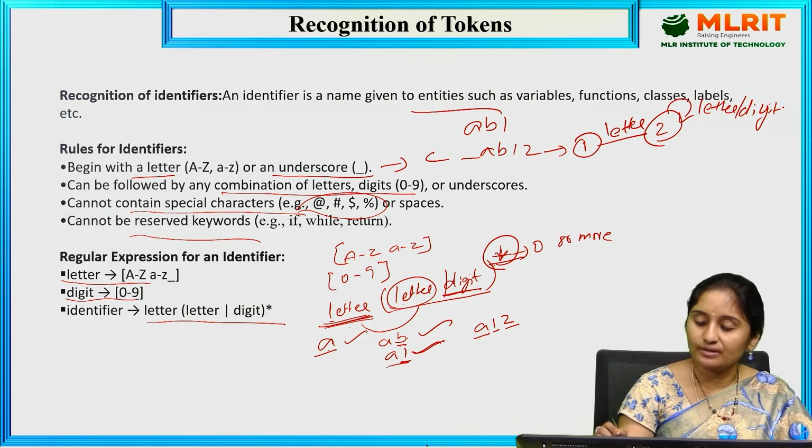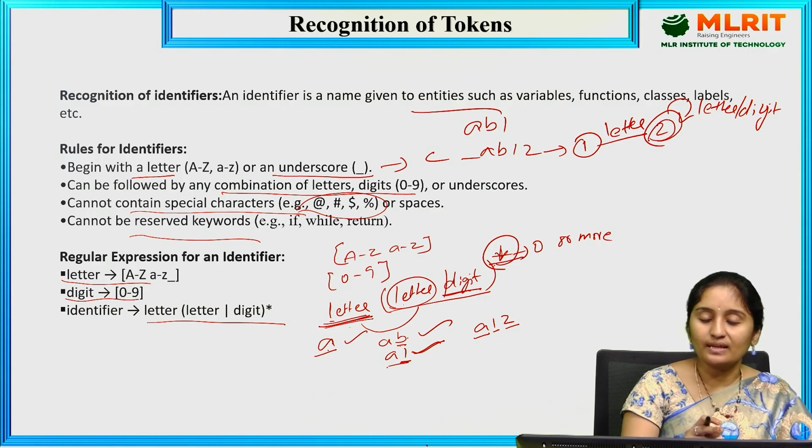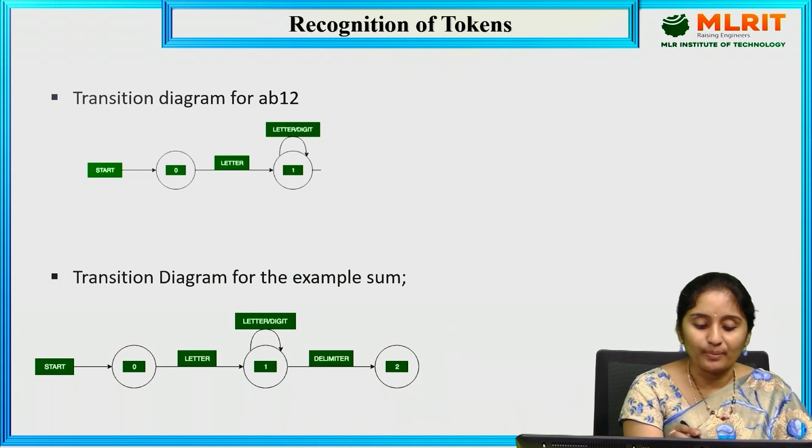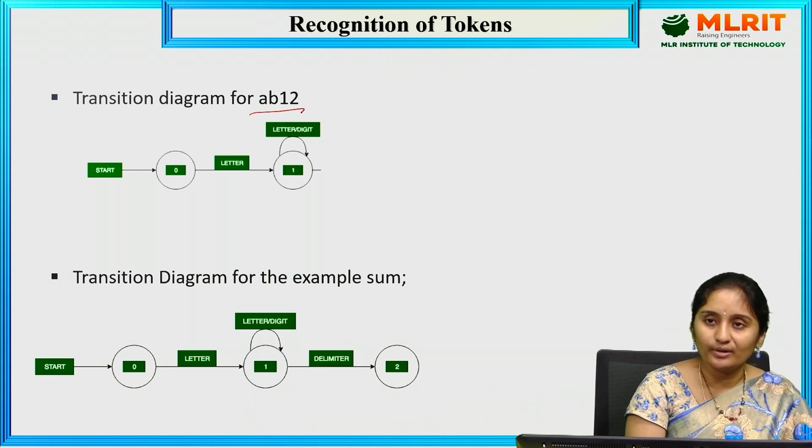Letter or digit. So this is nothing but my regular transition diagram for the identifiers. Let us look at an example: the transition diagram for AB12.